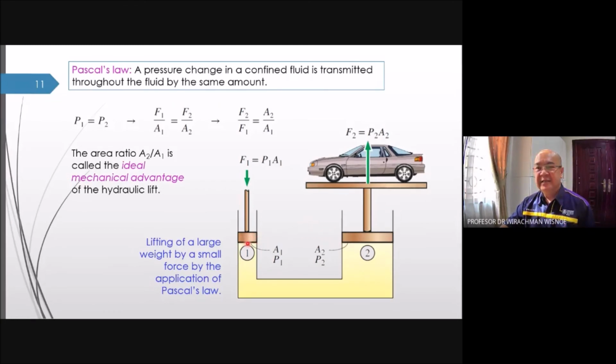So the force here is P1 times the area. The smaller area means the force is small. But you convert to a big column here, where the area is big, A2. The same amount of pressure times the big area is going to produce a big value of force. So that is how the hydraulic car jack works. With a small force, you can lift the car.